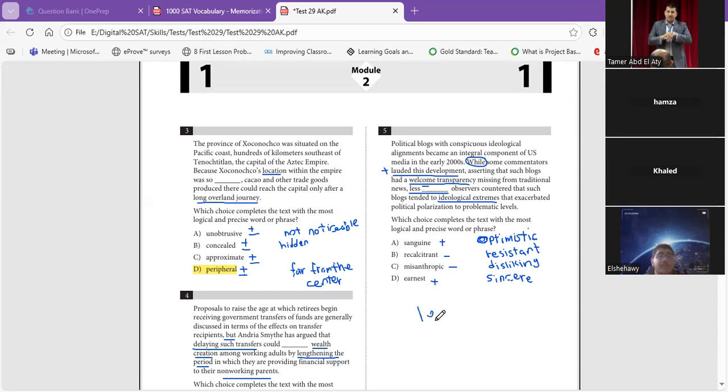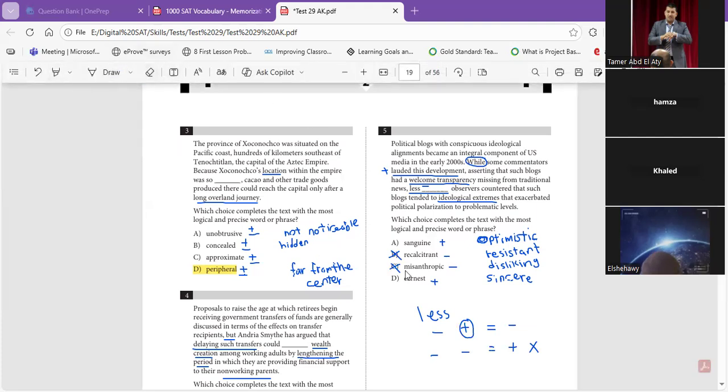Now less is negative. If I put a positive word here, the answer is gonna be negative. But if less is negative and I put a negative word here, the answer will be positive. And I don't need that, because I need the answer negative. So I'm gonna bring something that is positive. So I'm gonna delete B and delete C. Math. So now we are between two words, whether it's sanguine or earnest. Sanguine means optimistic. Earnest means sincere. And it's gonna be optimistic. Less optimistic observer. So the answer is gonna be sanguine. The answer is gonna be A.